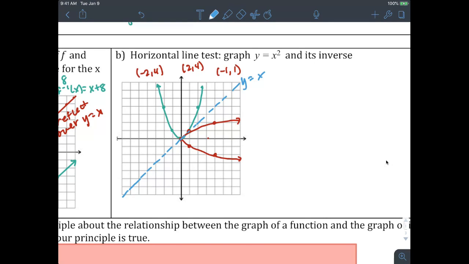So a test for us is to look at the original function, f of x, and we're going to draw horizontal chopsticks.